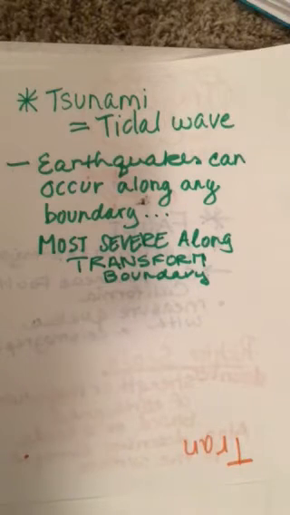Remember, we talked about ocean waves previously. Ocean waves are normally caused by wind, but this type of wave, the tidal wave or tsunami, is actually caused by earthquakes that occur along the ocean floor and along a boundary on the ocean floor.